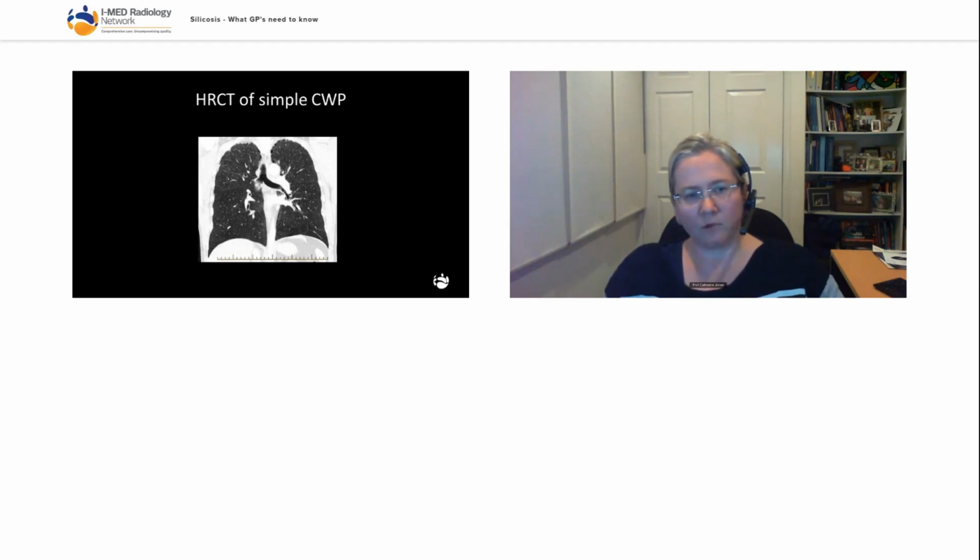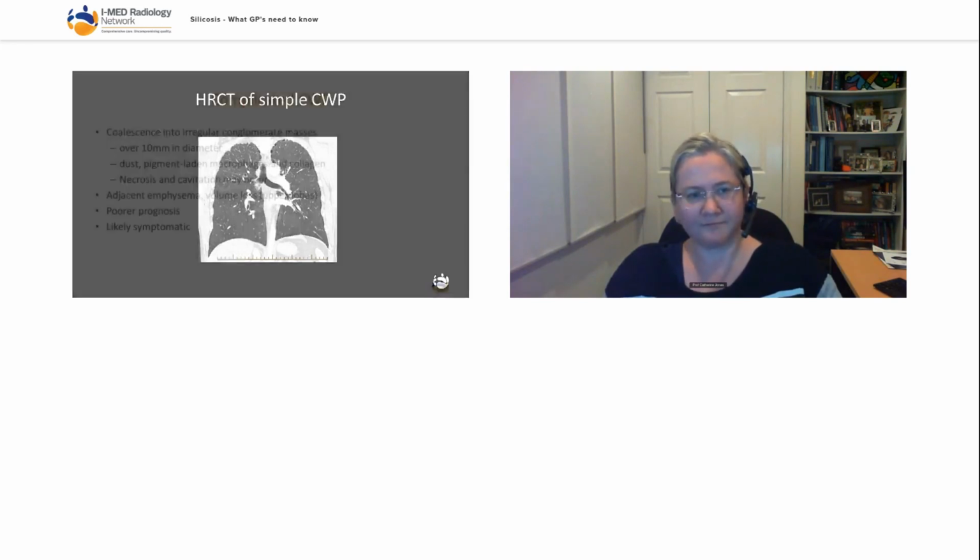You can see here on the coronal view, again, that there's lots of nodules in the upper zones, and those little black dots all the way around the upper aspects of the lungs, that's emphysema. And again, to reiterate, dust disease itself can cause emphysema, even if the patient is not a cigarette smoker.